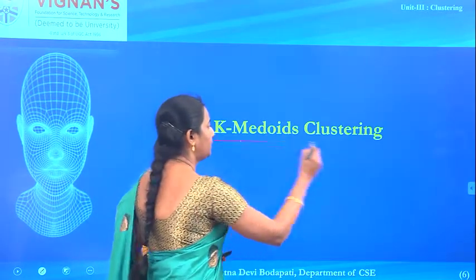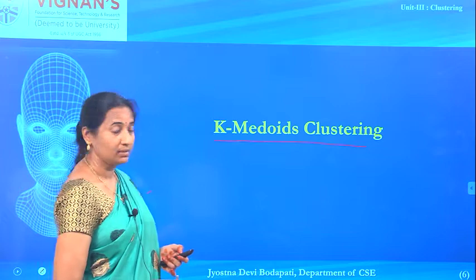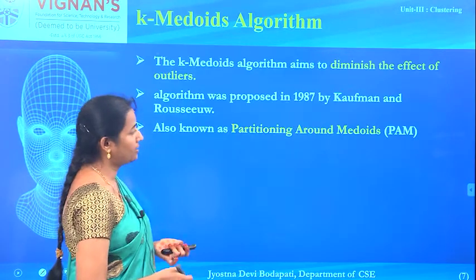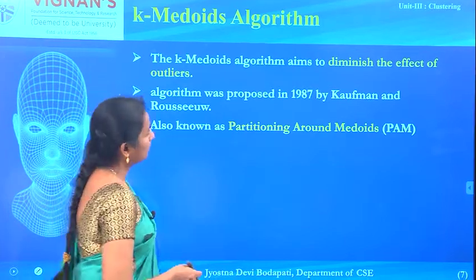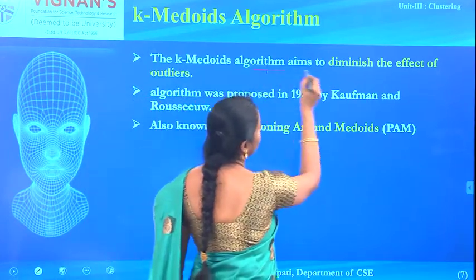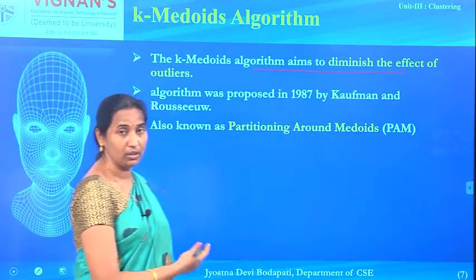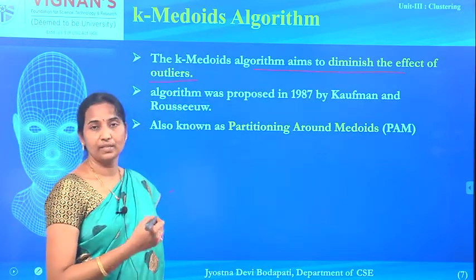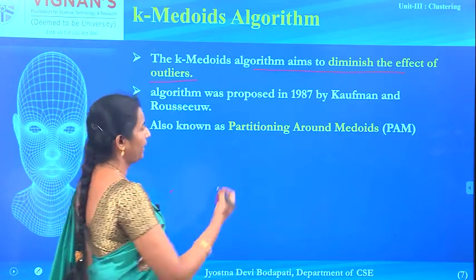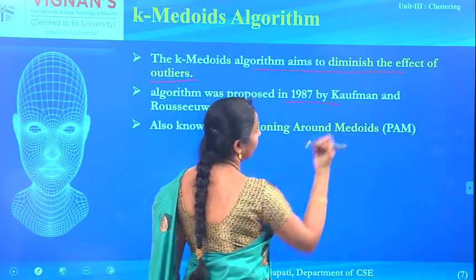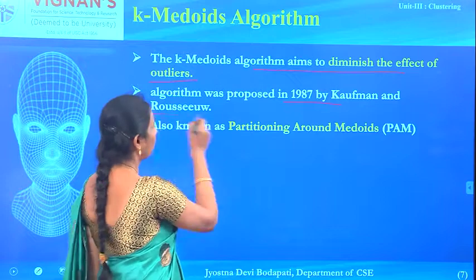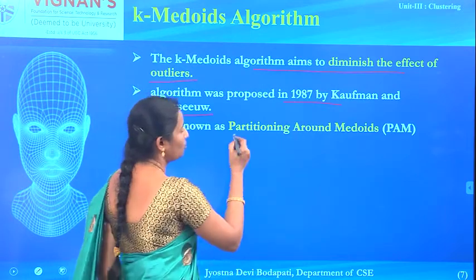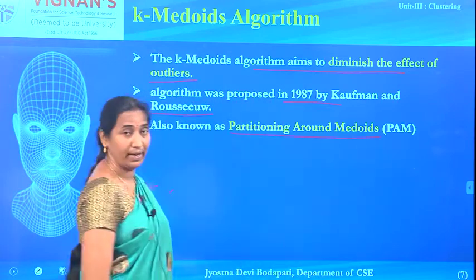So to avoid the problems with the K-means clustering algorithm, K-Medoids clustering is introduced, and let's see how it works. The K-Medoids algorithm is introduced to diminish the effect of the outliers that is present in the K-means algorithm, and this algorithm was proposed by Kaufman and Rousseeuw in the year 1987, and it is also known as partitioning around Medoids.